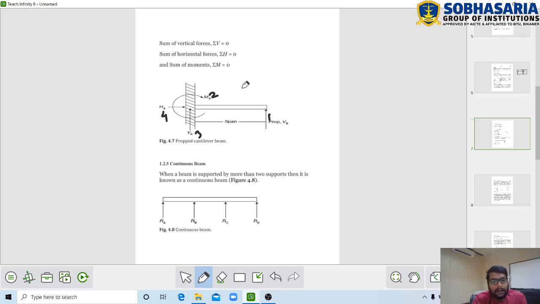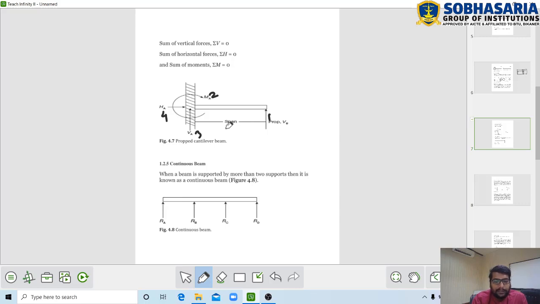So, when the number of unknowns exceeds the equilibrium conditions and it is insufficient to find all the forces and moments in the given problem, then that structure is said to be a statically indeterminate structure. So, next we will see what is a continuous beam.